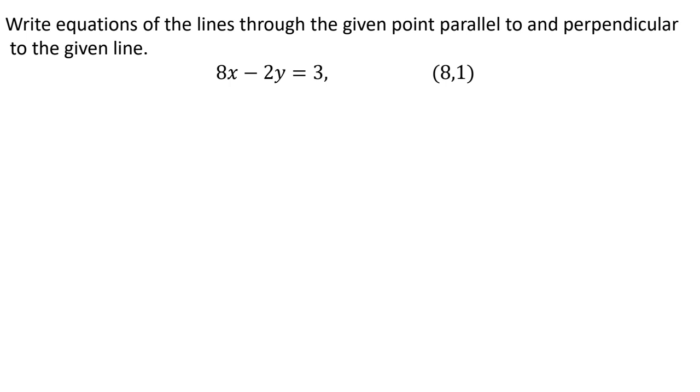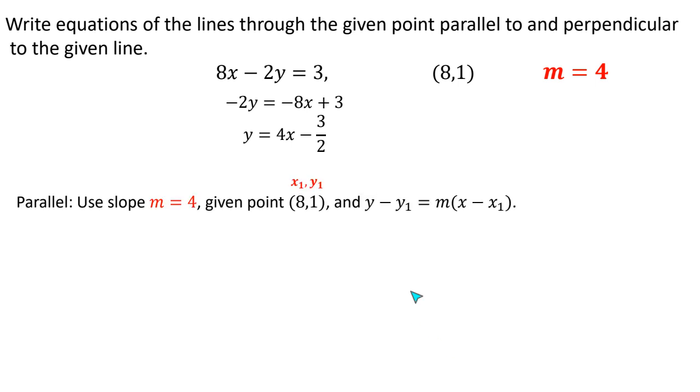All right, so let's continue. The next part here is to write equations of the lines through the given point that are parallel to and perpendicular to the given line. So they give you an equation. What you want from this equation is the slope. So let's go ahead and find the slope. I'm going to subtract 8, so I get negative 8x plus 3. And then I'm going to divide by negative 2. Okay.